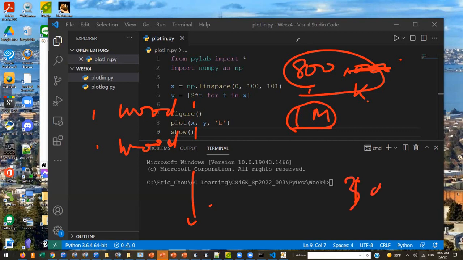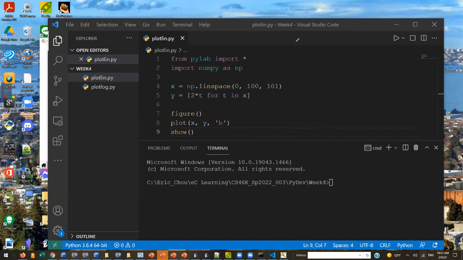So it depends on your computation. You do not expect every program to finish in 1 second, maybe not. It depends on your computation, and also depends on which language you use.